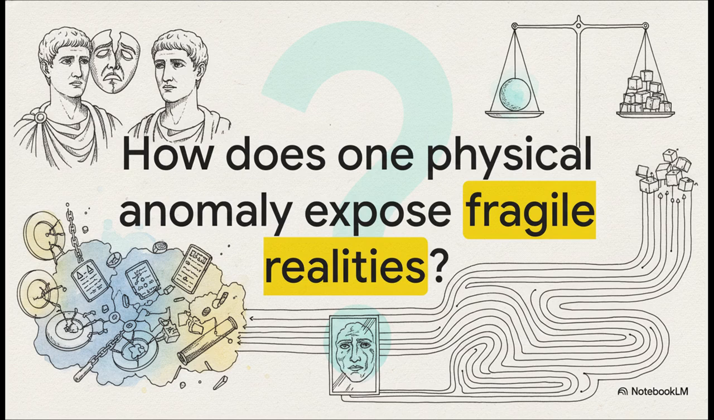As we conclude this explainer of the Fabula Palliata, we're left to ponder the profound philosophical implications of mistaken identity, embedded deeply within the text. How does the destabilization of a single physical trait irrevocably expose the fragile constructs of our social and legal realities?